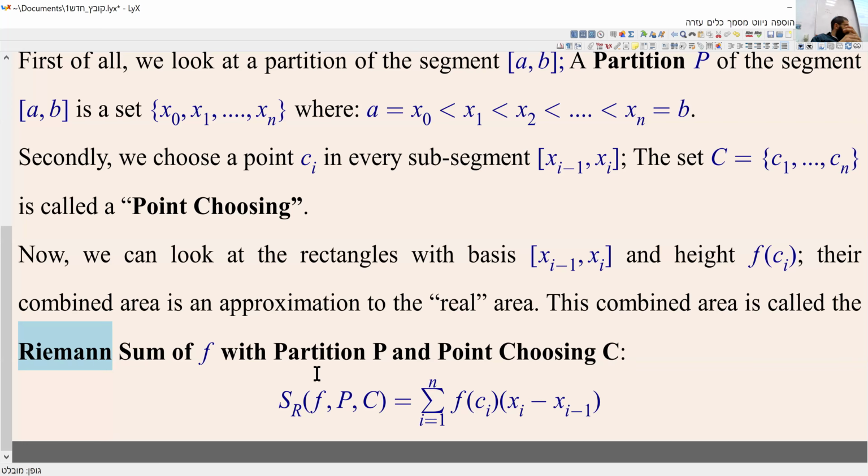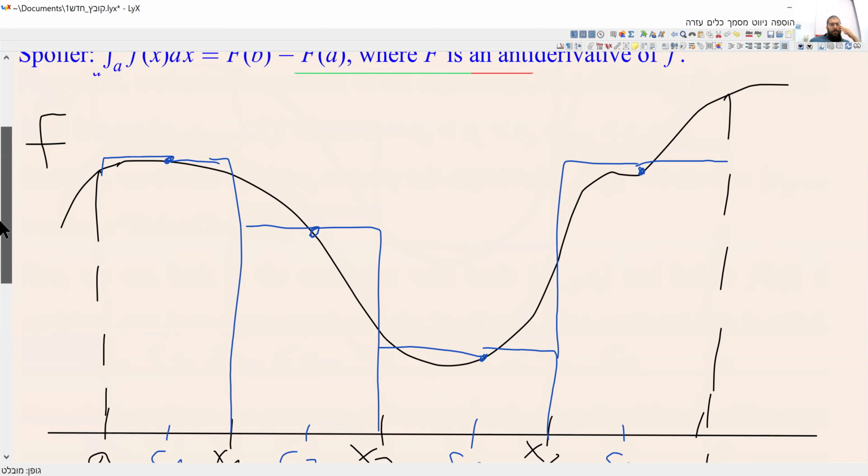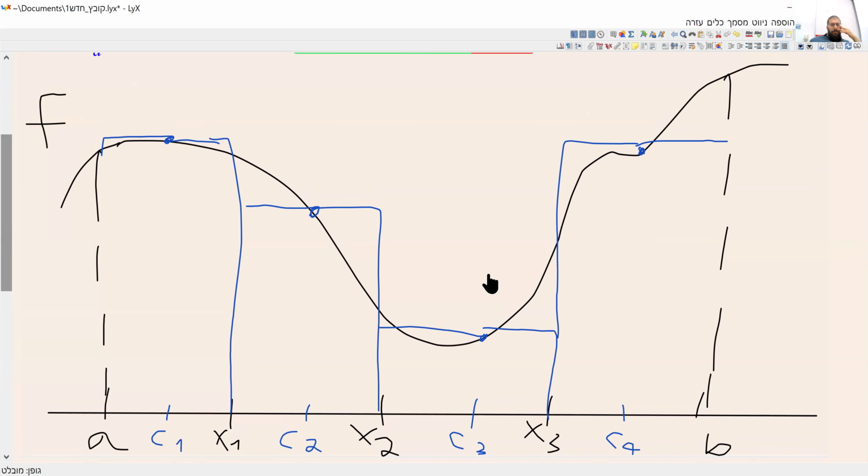So now the question is how do we step up our game? How do we actually get closer and closer to the real area? So looking back at our drawing, how can we have a better approximation of the area? Yeah, we can add points to the partition and to the point choosing, and have a better approximation. I agree, but we have to be more precise.